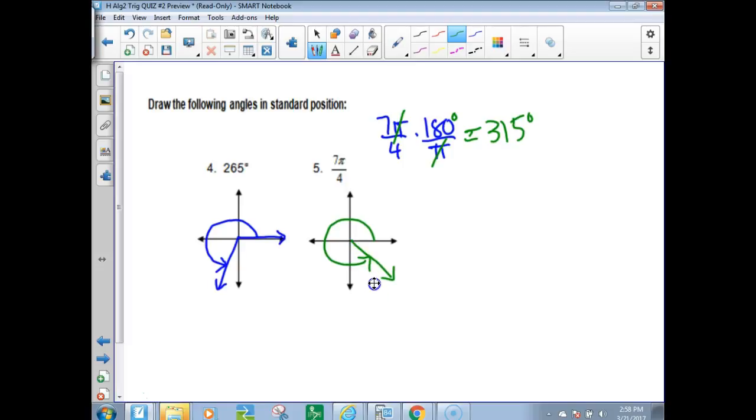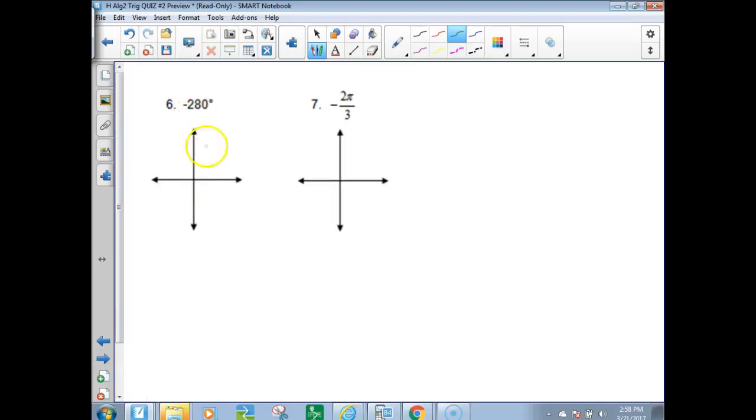So that's your 7 pi over 4. Okay, and of course this was the initial side. Number 6 is negative 280. Your initial side is still the positive x-axis, but this one's going negative. So we're going down 180, then another 100 would be 10 degrees past that vertical. And this would be drawing that angle.